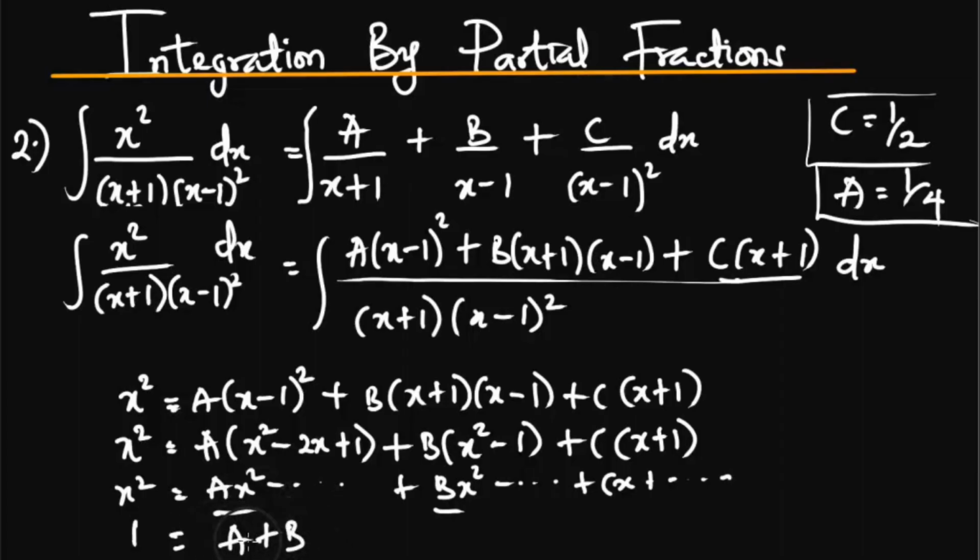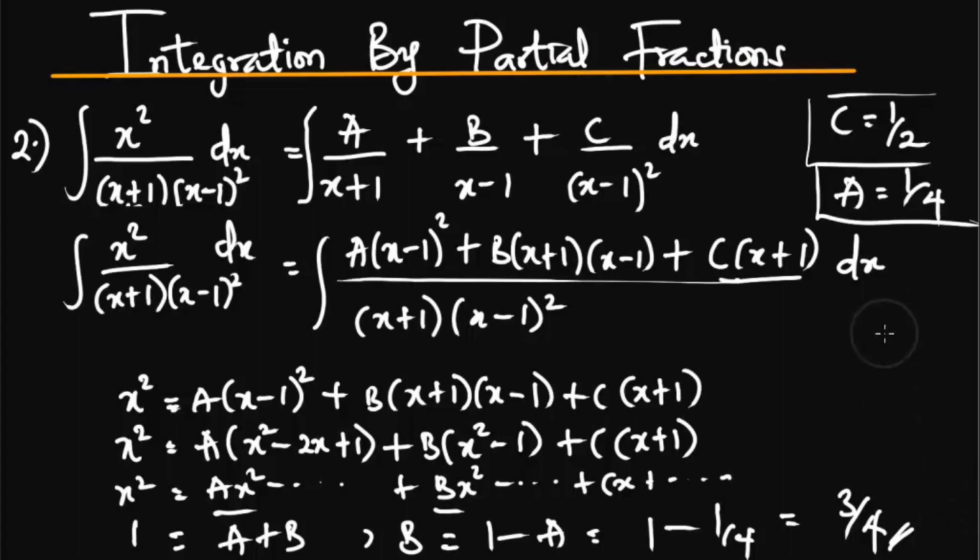Okay, and then we already know a to be 1 over 4. So that means that b equals 1 minus a, which is equal to 1 minus 1 over 4, which is equal to 3 over 4. So we've gotten a, we've gotten c, and now we've gotten b to be 3 over 4. And then the next thing to do is to substitute into this equation.